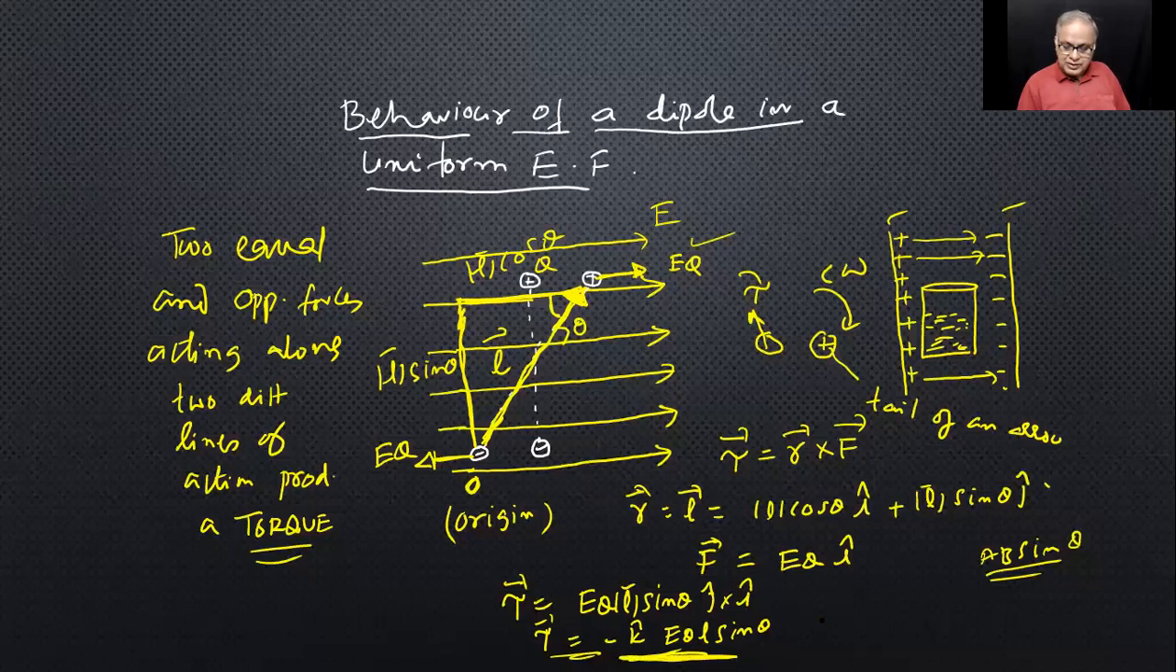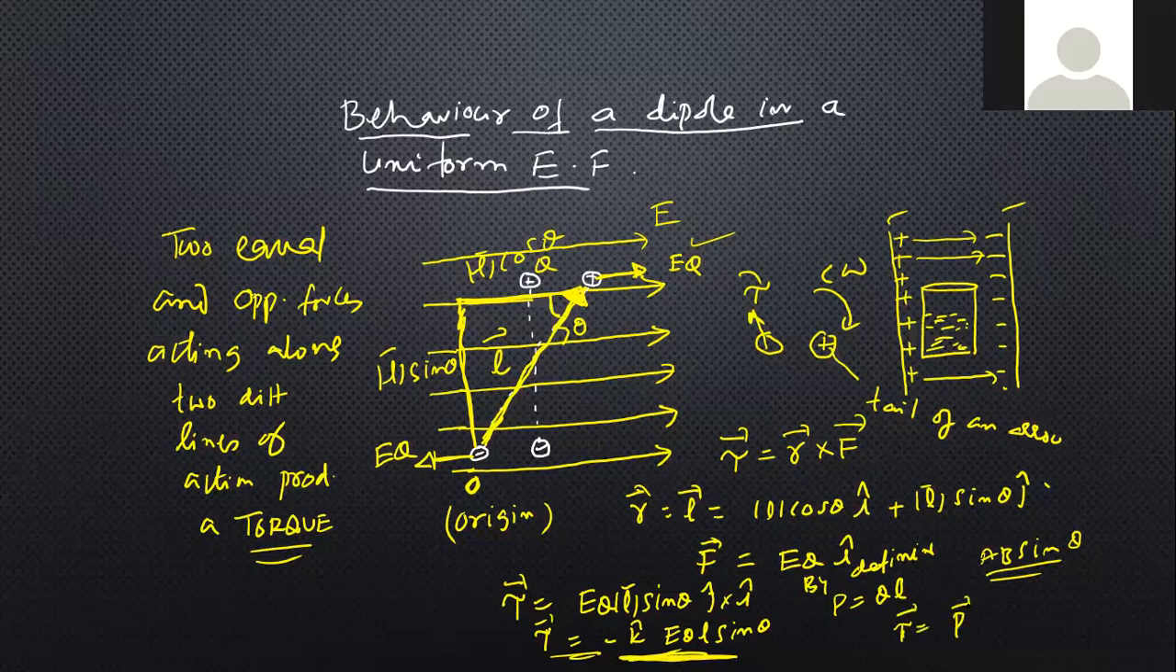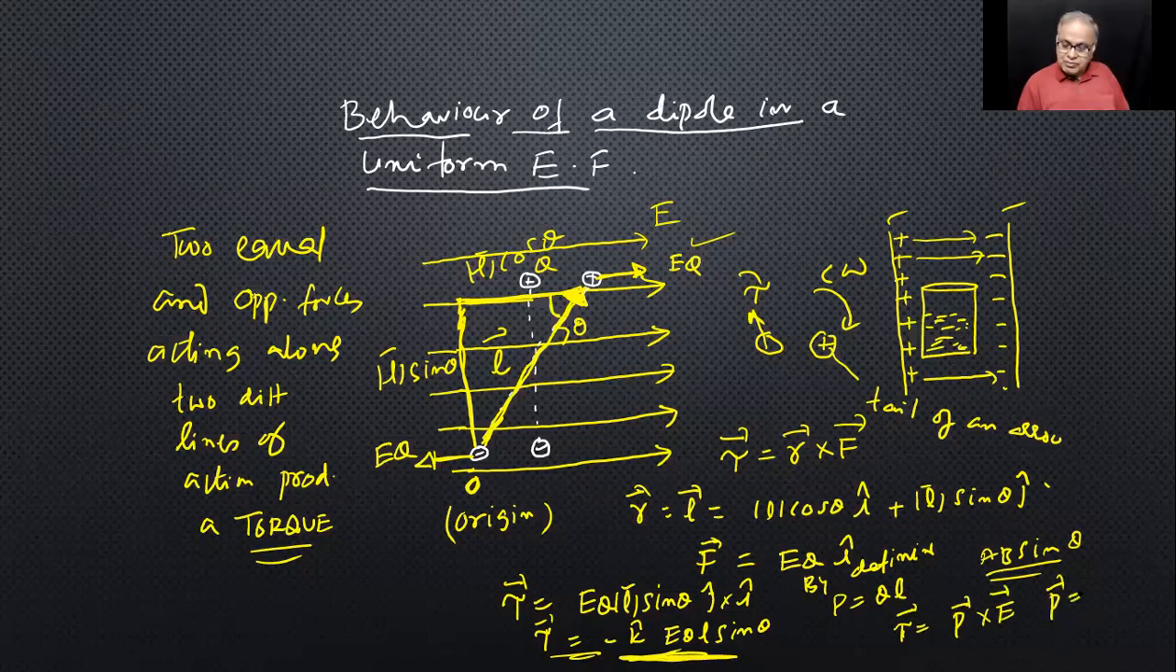This can be written now by defining mod P equals Q into L. P is what? Electric dipole moment. How are we defining it? Charge into length between the charges. So tau can be written as P cross E, where P bar equals QL bar.